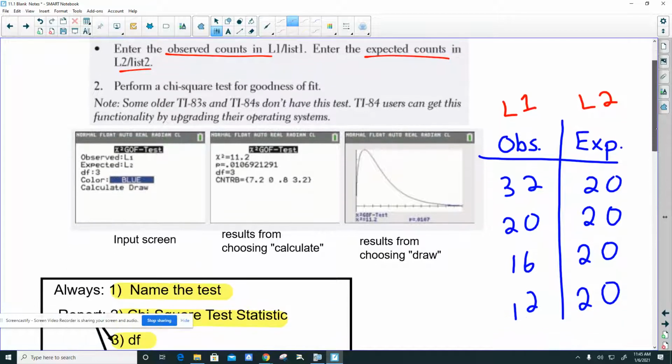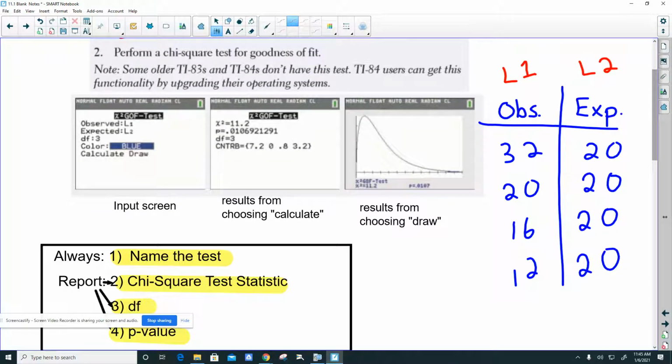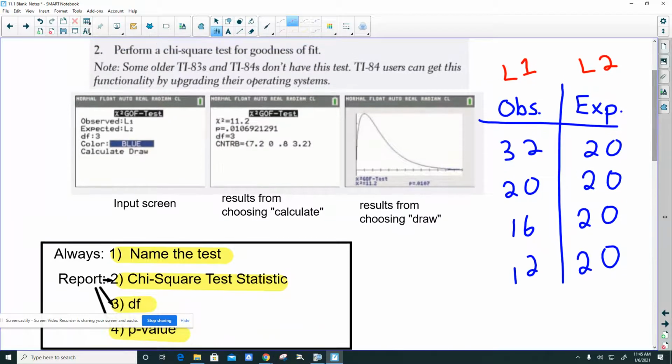Now, older calculators do not actually have the chi-square goodness of fit test in them. You are allowed to then have a program on your older calculator that would basically run this test as well. So anyone that has an older calculator and doesn't have this test on it, I have a program that I can give you that will allow your calculator to run this as well.